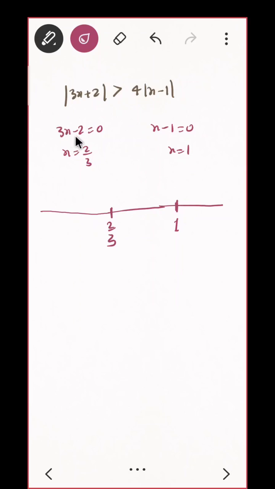Oh, it is plus. Okay, okay. So it will be minus 2 by 3, correct? So minus 2 by 3, okay? Shall we go ahead?